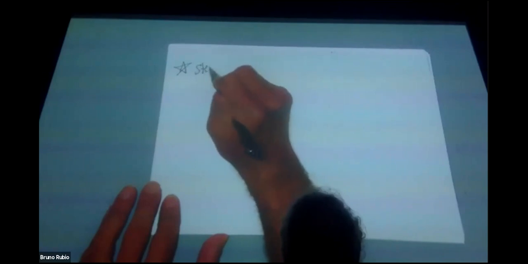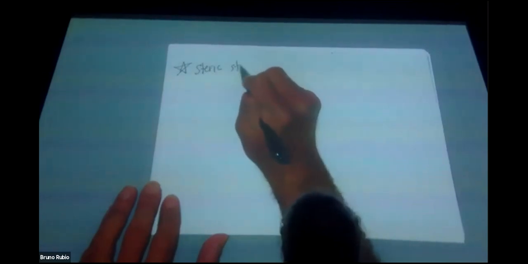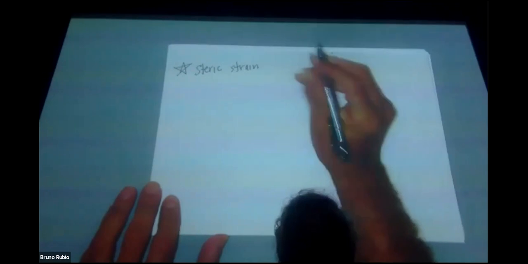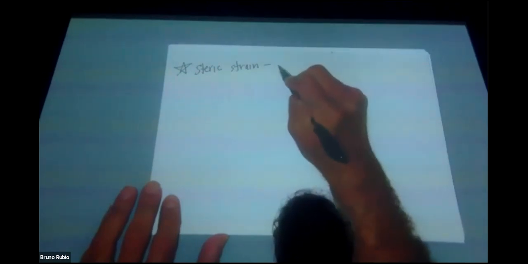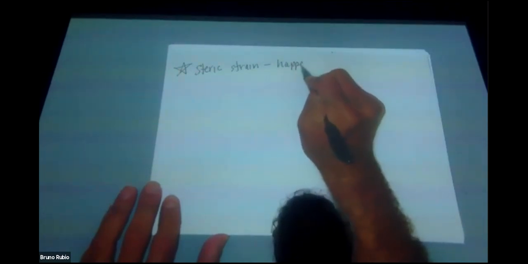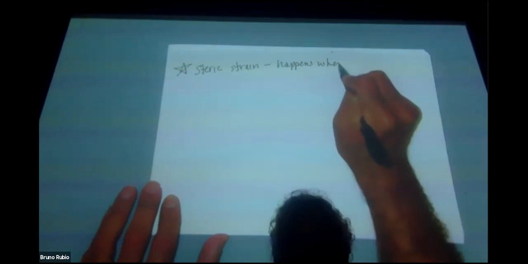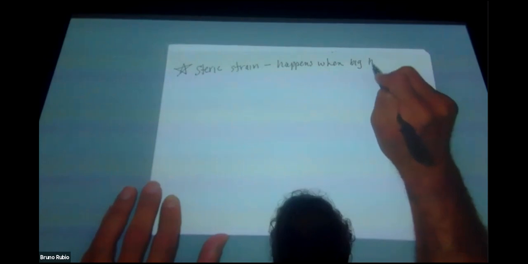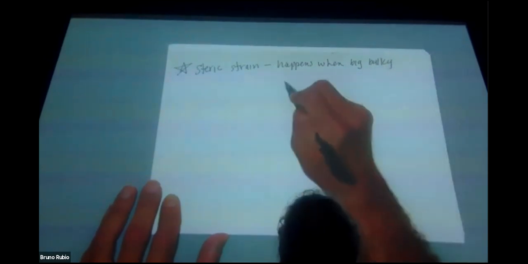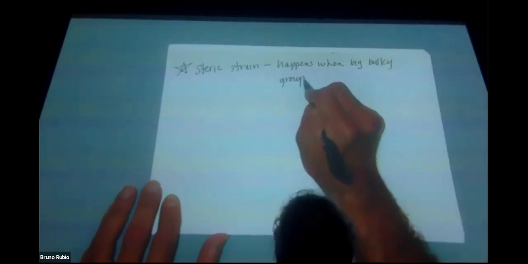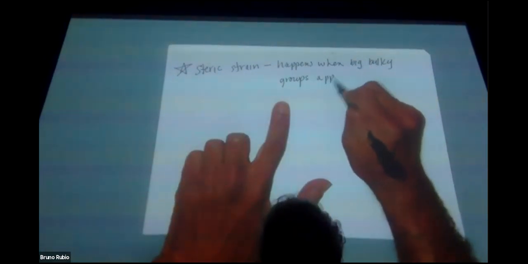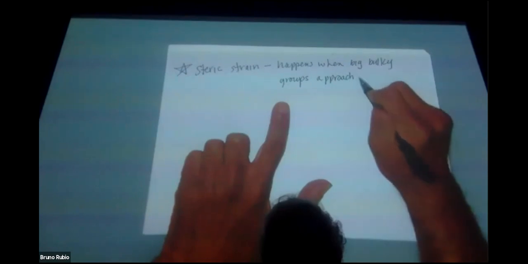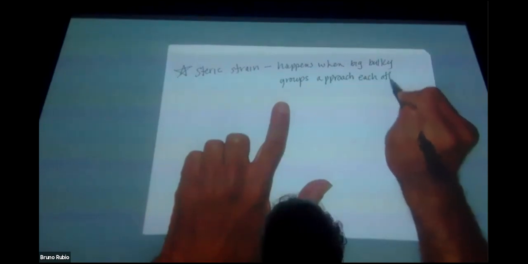Okay, so the next kind of strain is steric strain. And this occurs when big, bulky groups approach each other too closely.